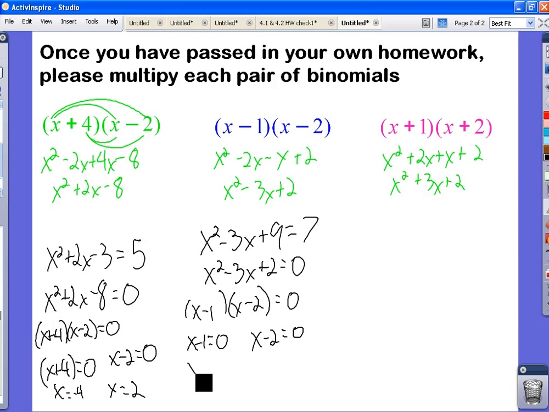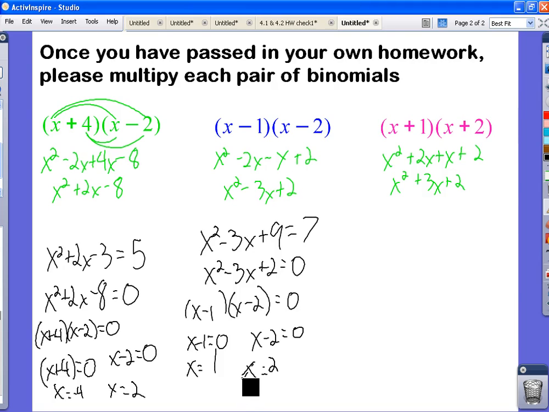If this is 0, then x is equal to what? 1. And this x is equal to 2. How many solutions do we have? Two solutions. If I plug 1 in here, if it's arranged like this, I will get 0, or equivalently, I will get 7 in the original equation. If I plug 2 in here, I'll get 0. Those are the two solutions.